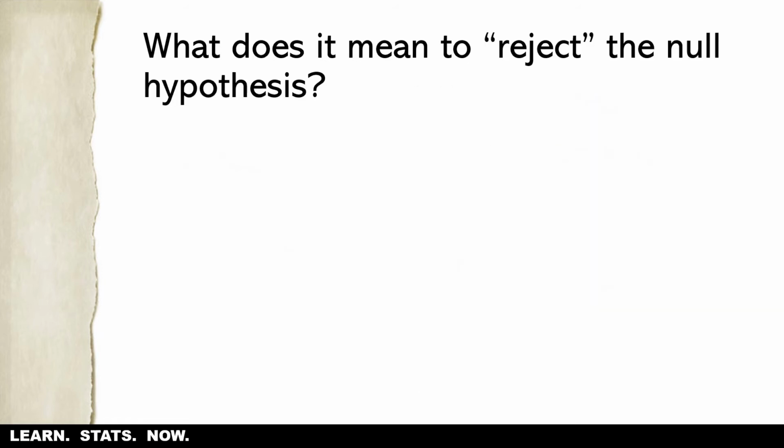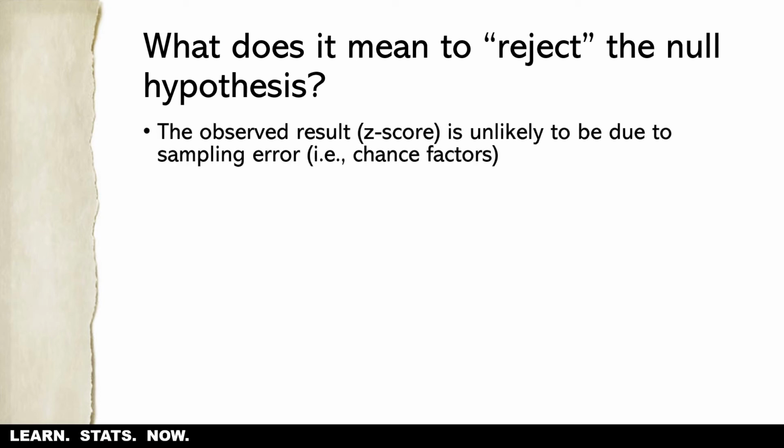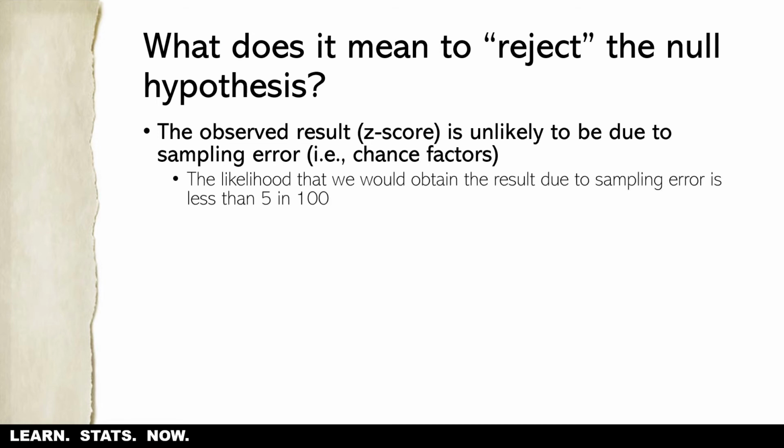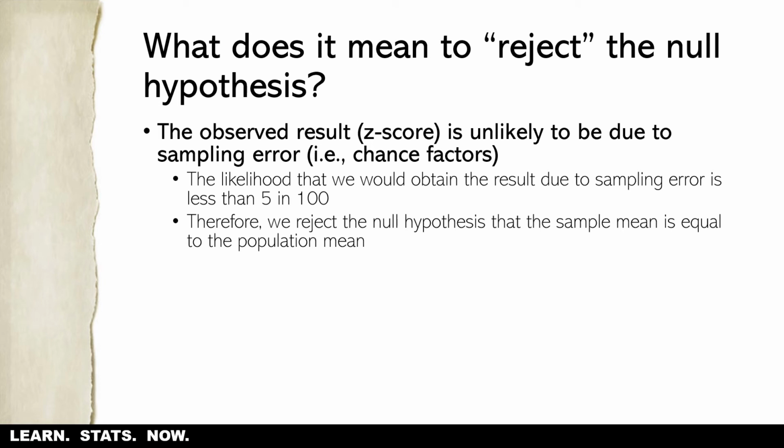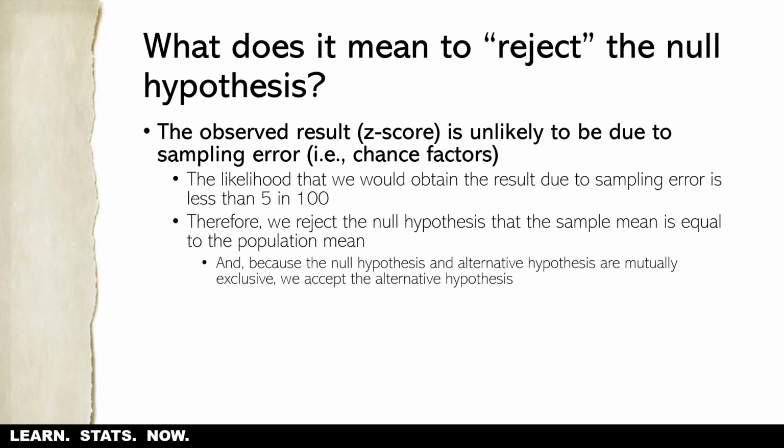So what does it mean to reject the null hypothesis? Well, what we're saying is that the observed result, the z-score that we calculated for the sample mean, is unlikely to be due to sampling error. Its location in the sampling distribution is just so far off in the tail that it's unlikely to be due to chance. And the likelihood that we would obtain the result due to sampling error is less than 5 in 100. Therefore, we reject the null hypothesis that the sample mean is equal to the population mean.